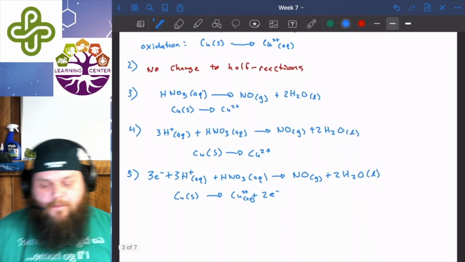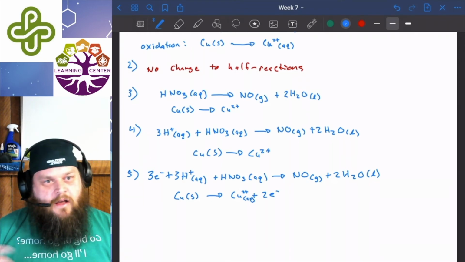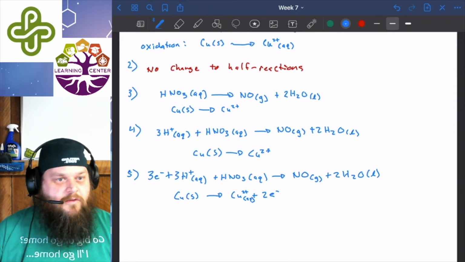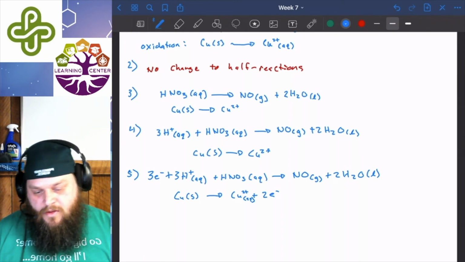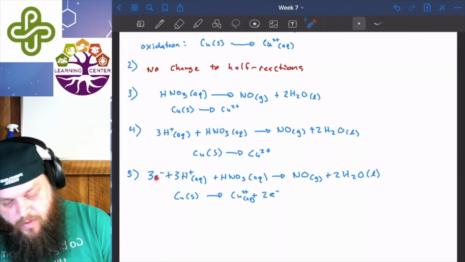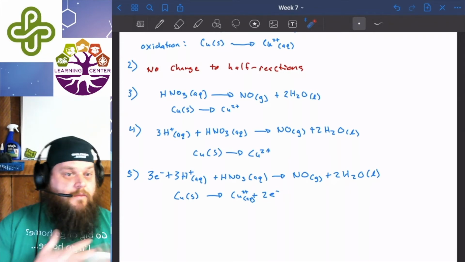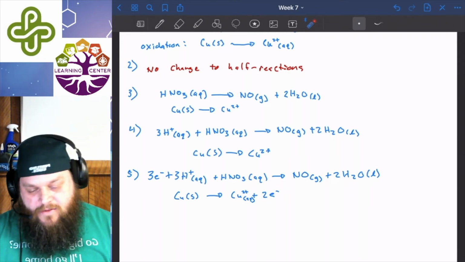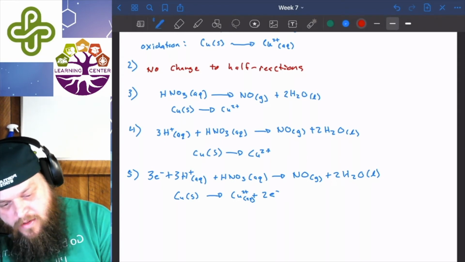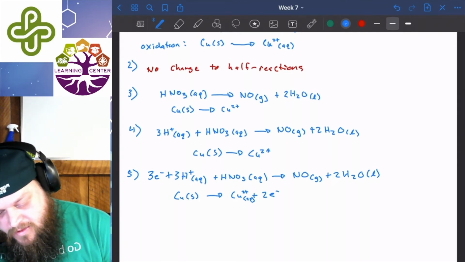So now we want to make sure that we're balancing the number of electrons in the first equation with the second equation. The electrons produced need to equal the electrons consumed. In this case, the electrons consumed are these 3 up here, but we're only producing 2 electrons. So we don't have enough electrons being produced to be consumed by the other reaction, and vice versa. So what we can do is multiply them by the least common multiple.